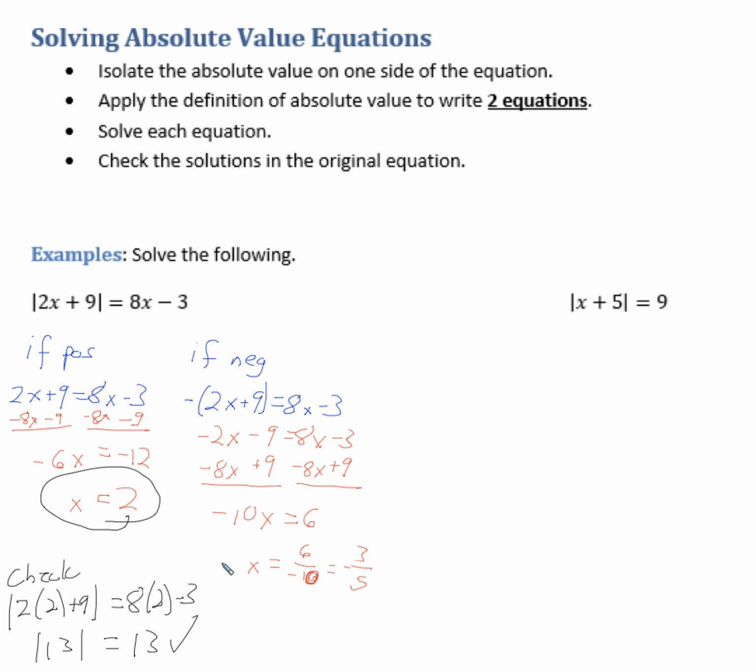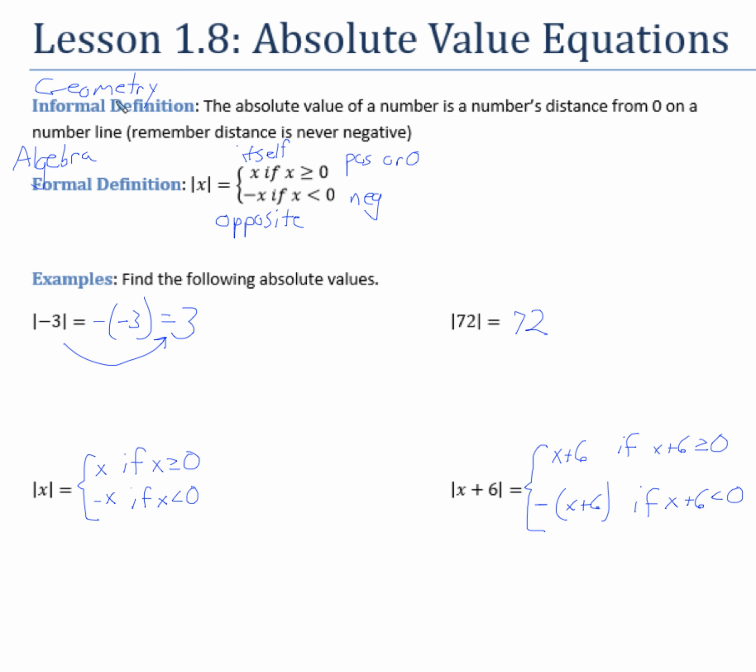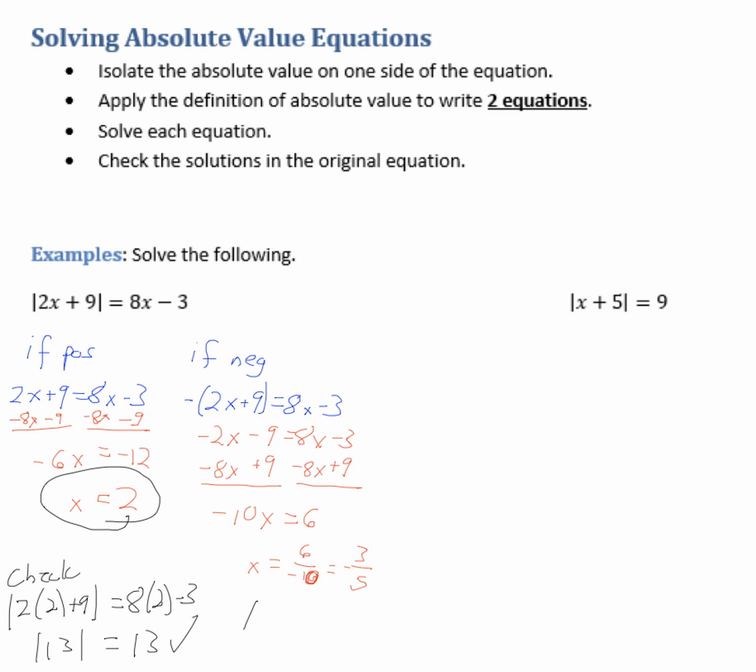Putting negative 3/5 in. So we have the absolute value, and we're going to put negative 3/5 in for x. 2 times negative 3/5 plus 9. And we want to see, does that actually equal 8 times negative 3/5 minus 3?